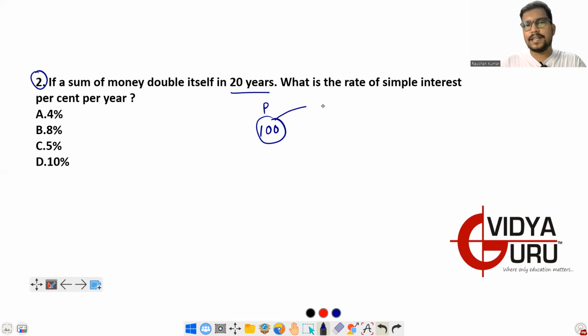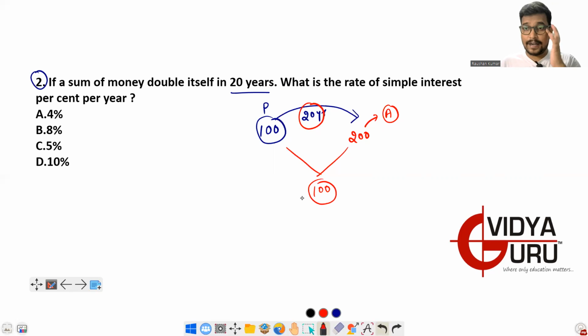So the question is saying it becomes double. It means in 20 years, according to the question, it becomes 200. This 200 is nothing but your amount. So what is the interest here? You can say interest will be 100 rupees, right? If your interest is 100 rupees, you can now think that 100 is the interest after 20 years.